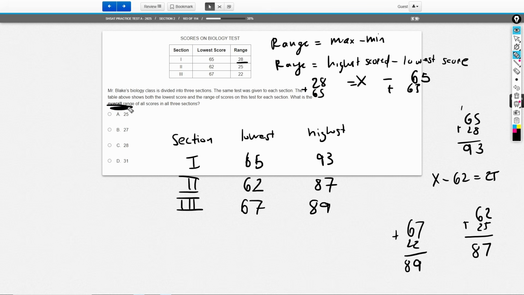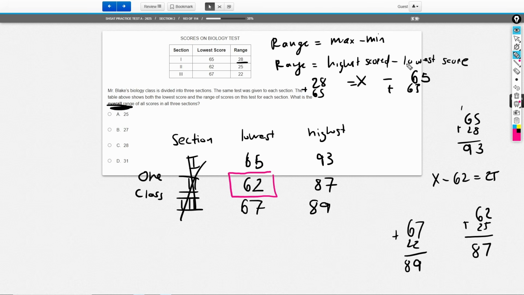So his students are separated into 3 sections. But if they weren't separated into 3 sections, if this was one giant class, what would the overall range be? Well, that means that I would have to look at the 3 students that did the worst, and I have to see which one actually did the worst. And that's the student that got the 62, right? That's the lowest score here.